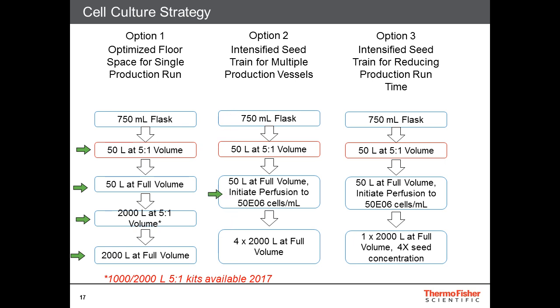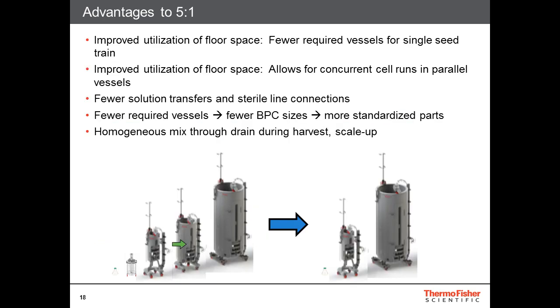And if you are able to do any kind of perfusion for the seeding at 50-liter scale, then probably you'll be able to use that 50 liter to seed 4 times 2,000-liter bioreactors. So those are some of the cell culture strategies explained here, which basically help in reducing the number of equipment that is required.